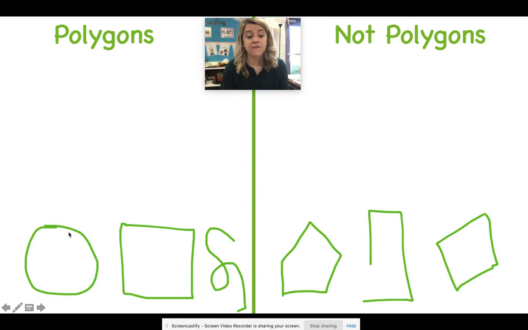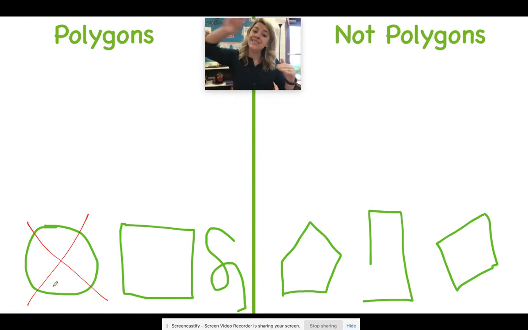Our first shape is a circle. What do we notice about the sides? We know a polygon has to have straight sides. Does this shape have straight sides? No. So I'm not going to be able to sort these like I thought I was going to, but I'm just going to take a pen and mark them out. This is not a polygon because it has rounded sides.